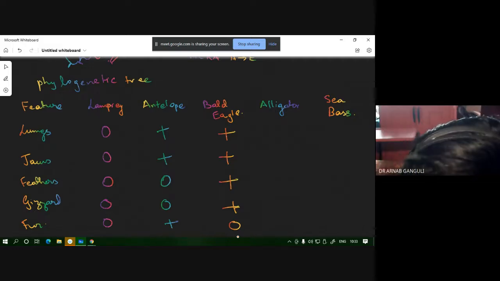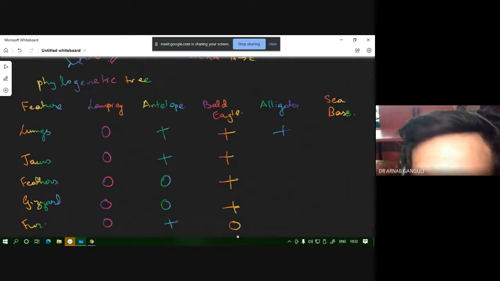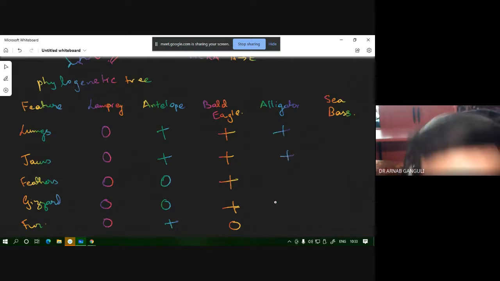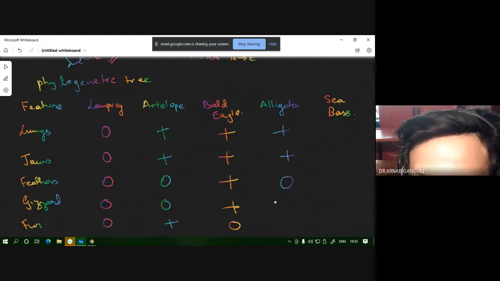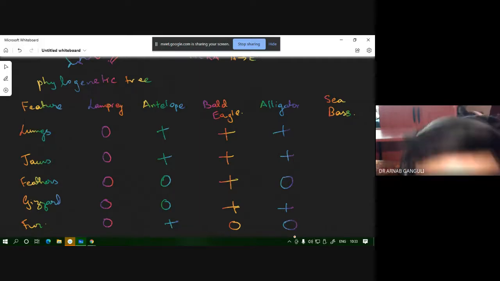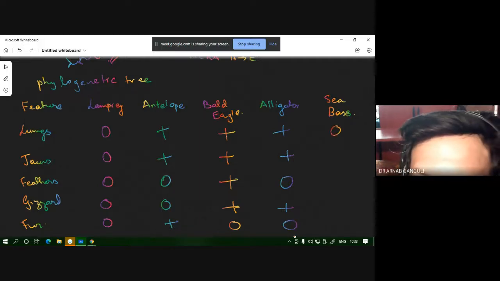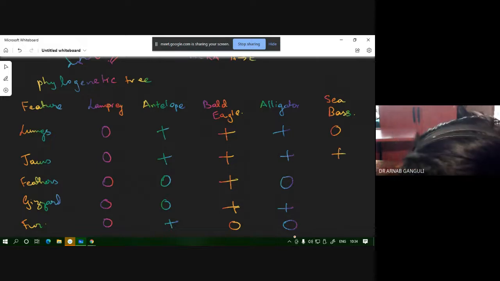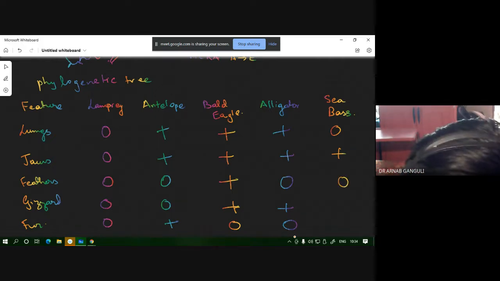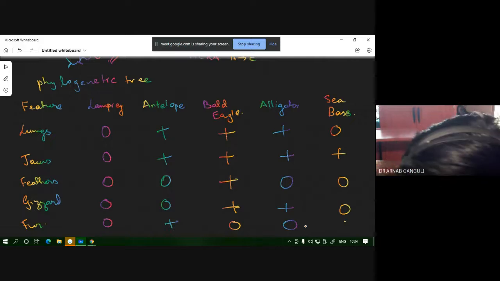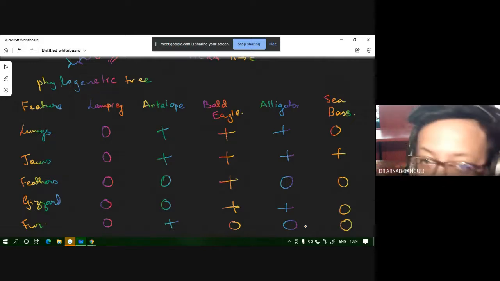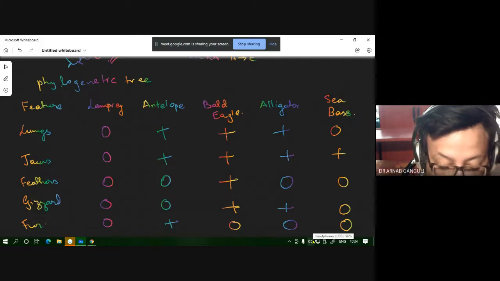Now let us go to alligator. Alligator has got lungs. Alligator has got jaws. Alligator does not have feathers. Alligator has got a gizzard. Alligator doesn't have fur. And sea bass: fish have no lungs, but sea bass have jaws. And they don't have feathers, they don't have gizzard, and they don't have fur. So you have constructed a sort of relationship.